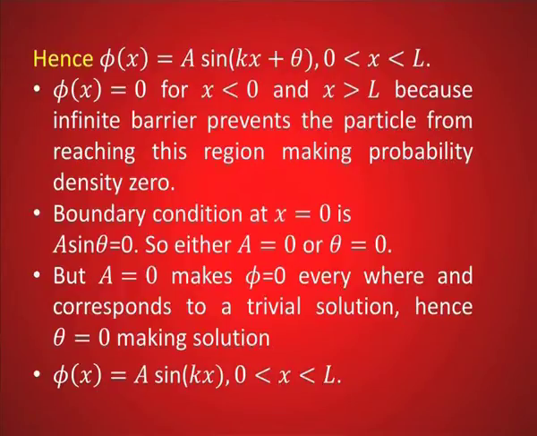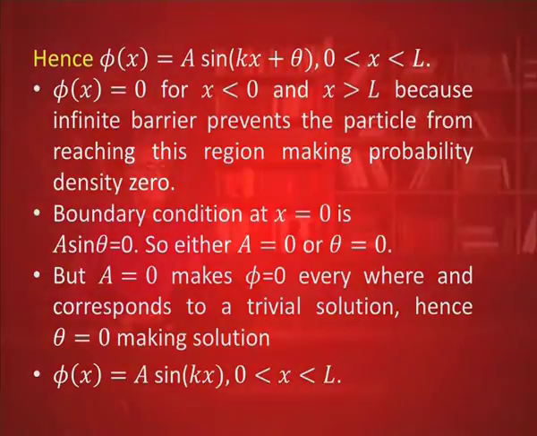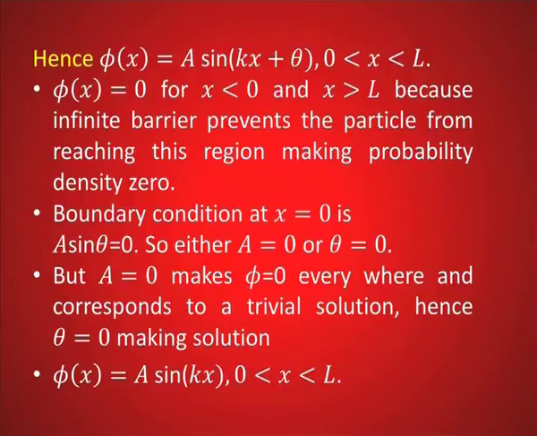Now, φ(x) is equal to 0 when x is less than 0 and x is more than L, because the infinite barrier prevents the particle from reaching this region, making the probability density 0. This is very important to note: we put φ equal to 0 when x is less than 0 and when x is more than L because the particle cannot be there. If it cannot be there, then ψ*ψ should be 0, that means ψ should be 0. So, the wave function is 0 in this region. Then we have the boundary condition at x equal to 0, which gives A sin θ equal to 0.